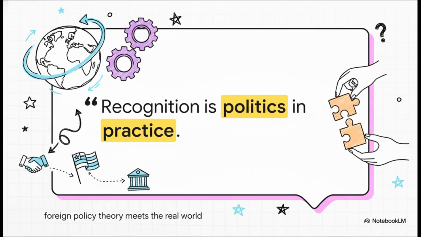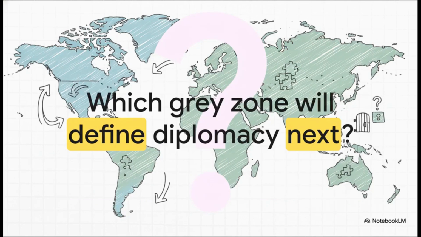So, if there's one thing to take away from this, it's this. Recognition is not a simple, static fact. It is a dynamic, ongoing process. It's where foreign policy theory meets the real world. It is, quite simply, politics in practice. The world map is never truly settled. It's constantly being redrawn by these choices. So the question I'll leave you with is this. Armed with this new framework, which diplomatic gray zone do you think will define global politics next?